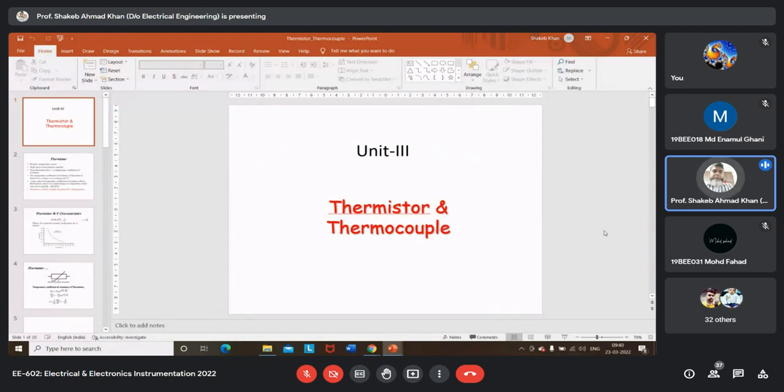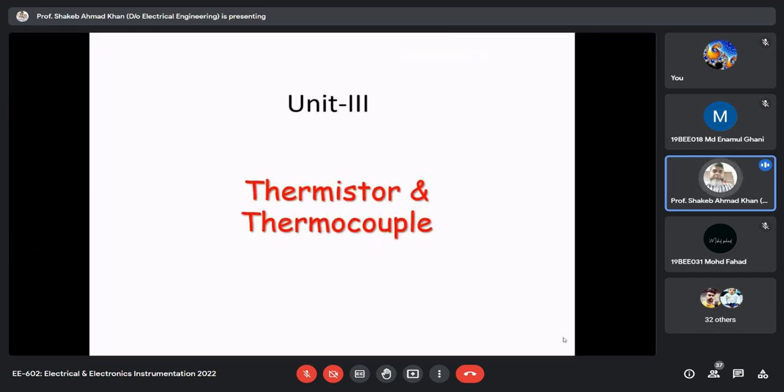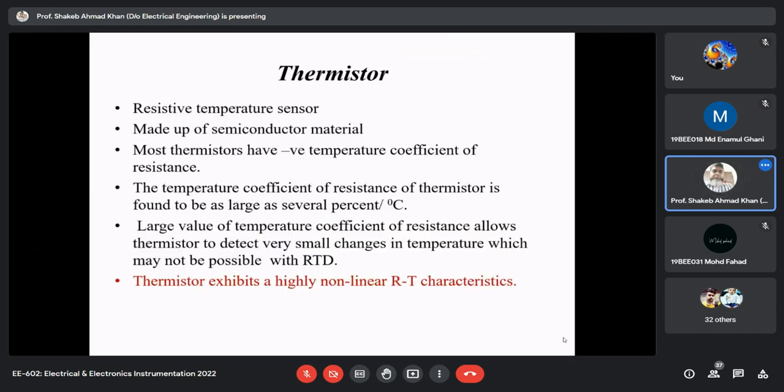Now I'll take up another sensor. It is thermistor. Does anybody know thermistor? जी, कोई जानता है थर्मिस्टर क्या होता है? नहीं जानता को. Anyway. No, sorry. जी, आपको मालूम है? नहीं सर, नहीं. नहीं मालूम.